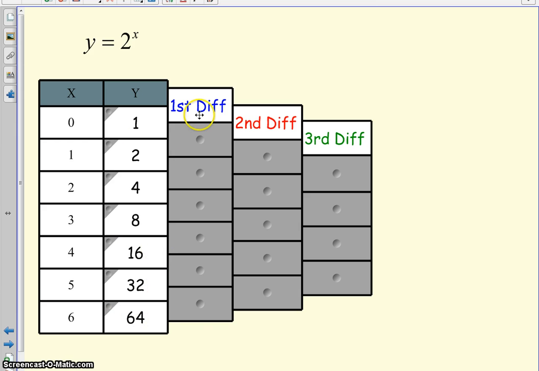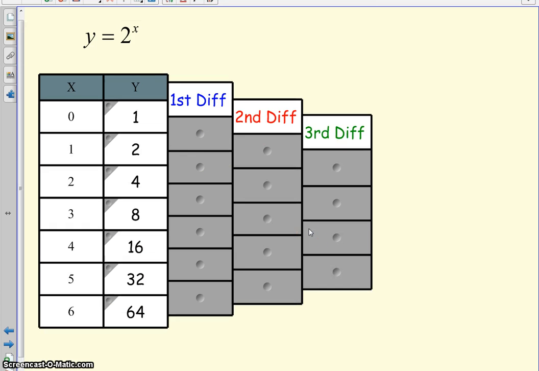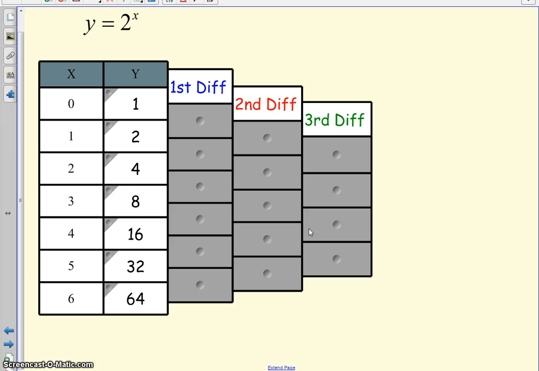What I'd like you to do now is do the first, second, and third differences and see if you can recognize any patterns. What you may remember is from grade 9 that the first differences of a linear function were all the same. In grade 10, the second differences for a quadratic equation were all the same. And let's see if there's any pattern here with an exponential function such as y equals 2 to the x. So give that a try first. Fill in those differences and see if you can see any patterns.